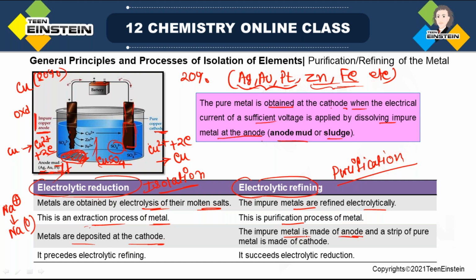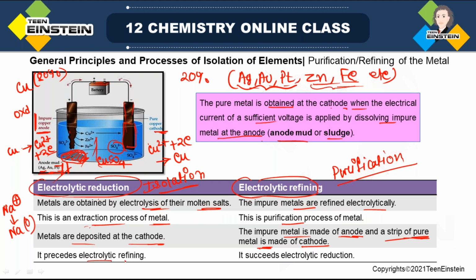That is the metal that you are actually trying to purify. You have to take it in the anode side. And a strip of pure metal, a strip of that metal in pure form, you have to take in the cathode. A strip is fine.